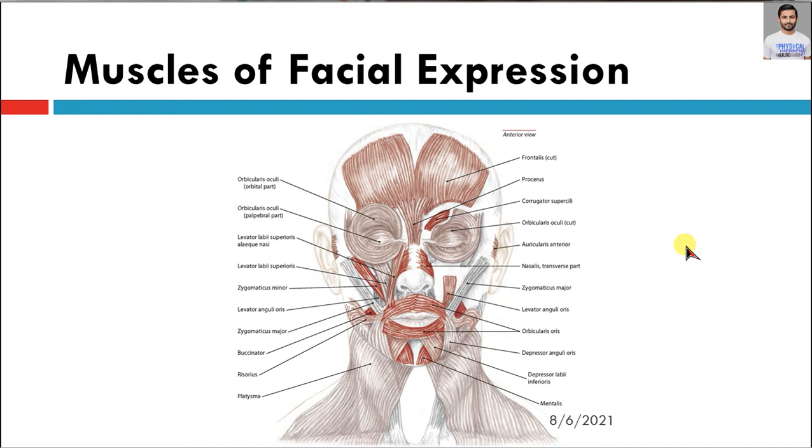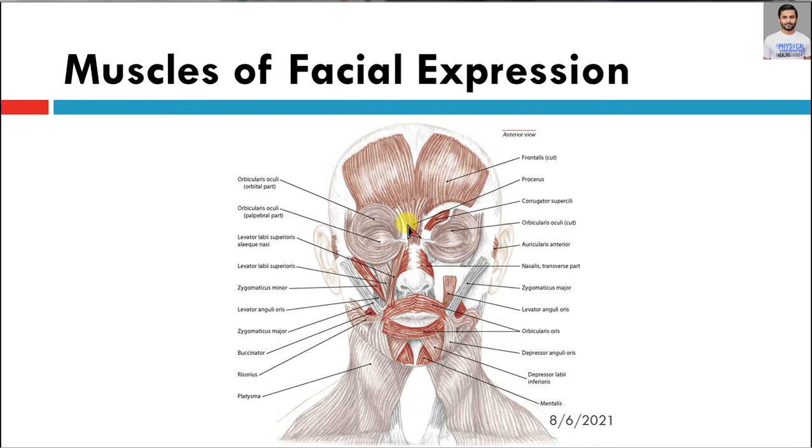Then the muscles of facial expression. Although these muscles look like a lot, they are not a very large group of muscles. This is a small group of muscles, and their names make them a lot easier to remember. The frontal muscle, the frontal portion of the occipitofrontalis muscle, makes horizontal wrinkles, and it is the muscle that is on the forehead.